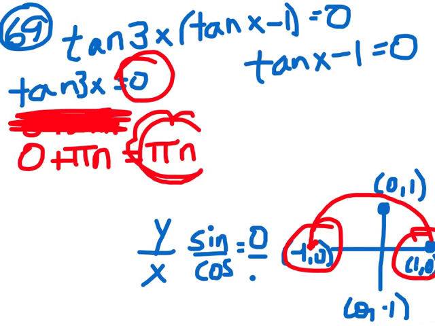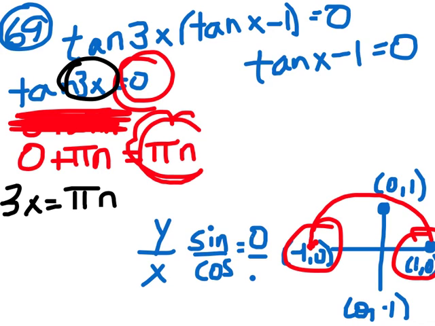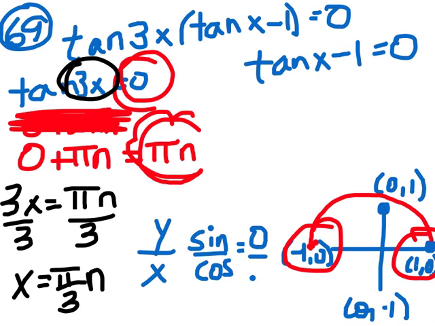But here's the deal. That's just considering this. Now I've got to think about that 3x. So 3x is equal to pi n. I can go ahead and even solve it this way. I can say, well, what would x be? Divide by 3? Oh, x is equal to pi over 3 n. And that's all the solutions that would come from this first half, the first factor.